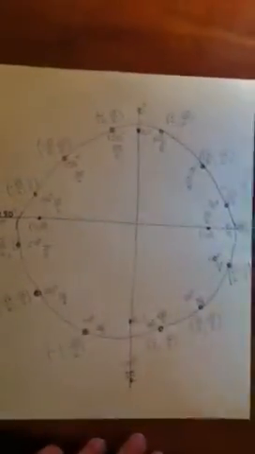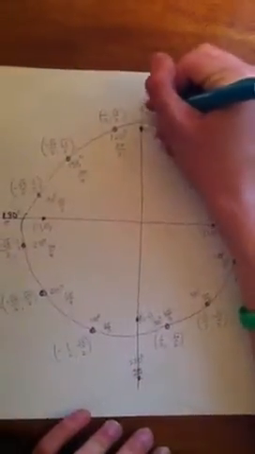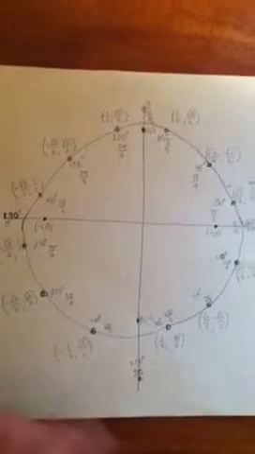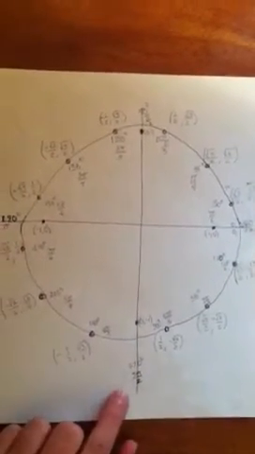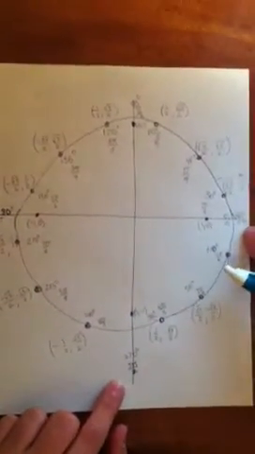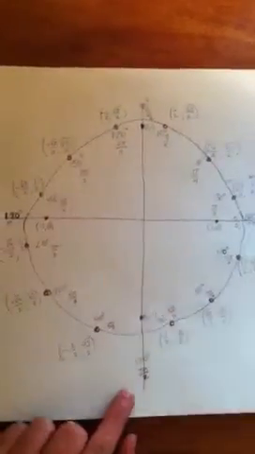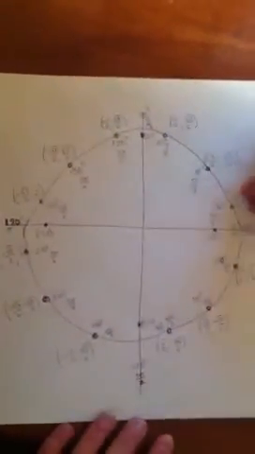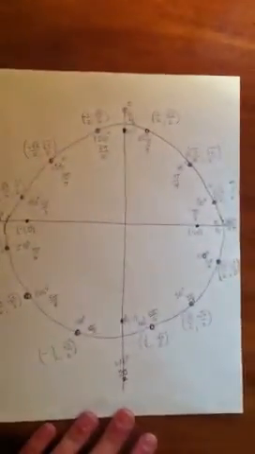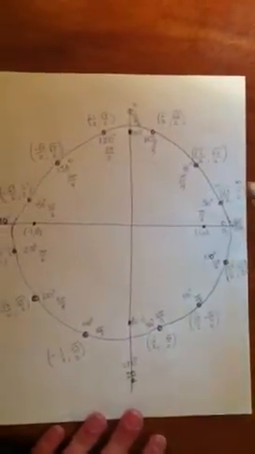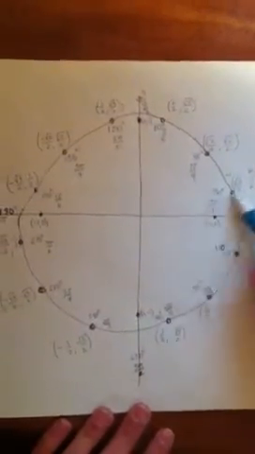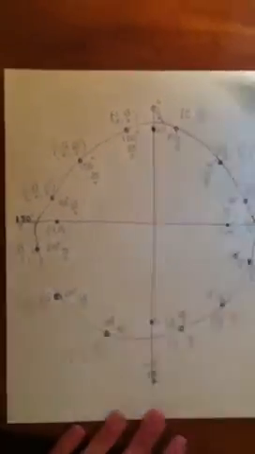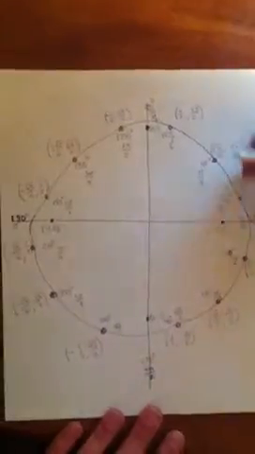You have 90, which I did not write, but it is pi over 2. 180 is pi. 270 is 3 pi over 2. 360 is 2 pi. And you can see all the other ones. The coordinates on the right and left side of the circle are what your cosine and sine are for each angle. And it actually works well because it always goes in order.